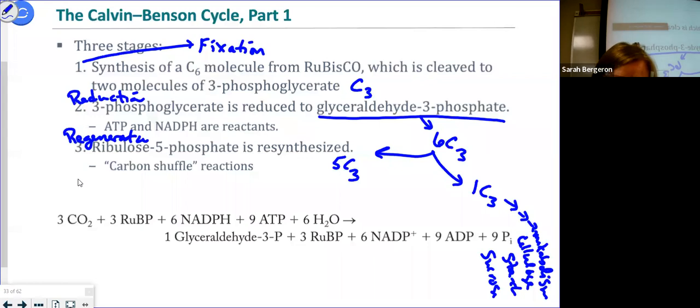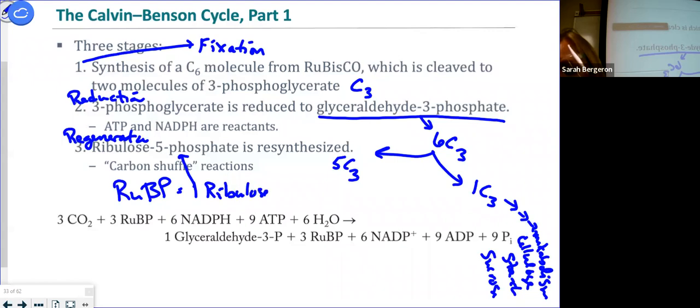So if you look, RUBP is the same thing. They abbreviate it because writing it so many times is going to be a pain. But this is our ribulose 5-phosphate, RUBP. So it's not Rubisco, it's not the enzyme. RUBP is not Rubisco. RUBP is ribulose 1,5-bisphosphate. It's actually a bisphosphate, the bis form. That's where the B comes from.